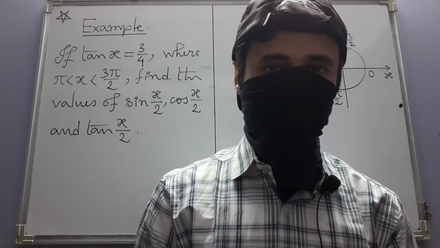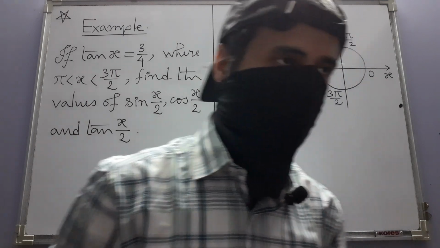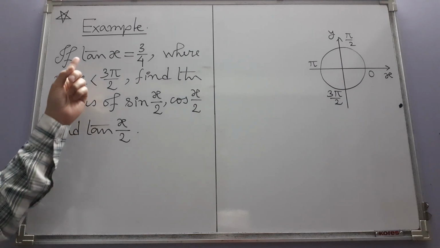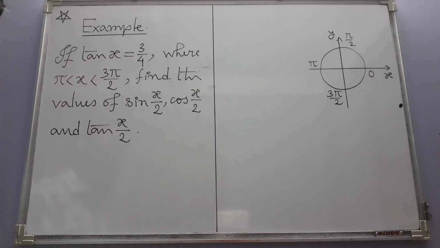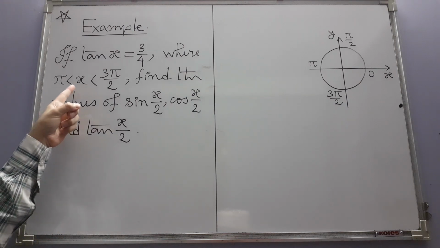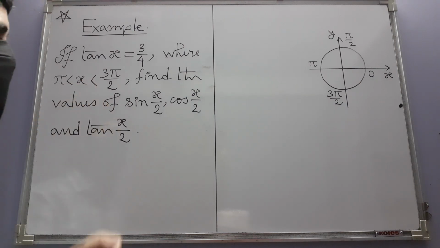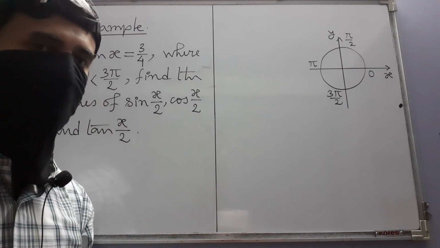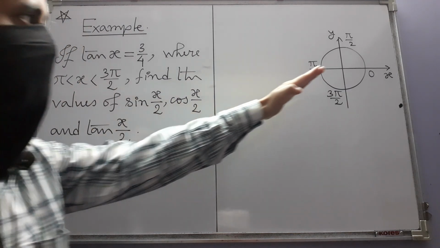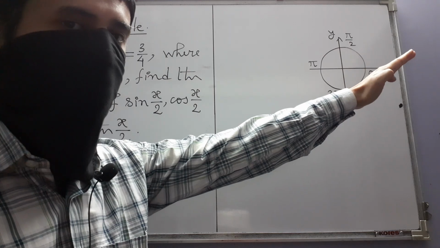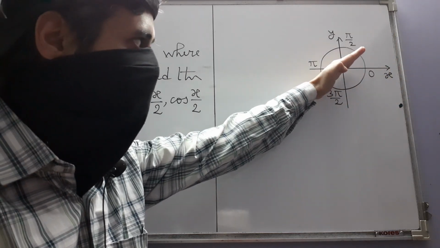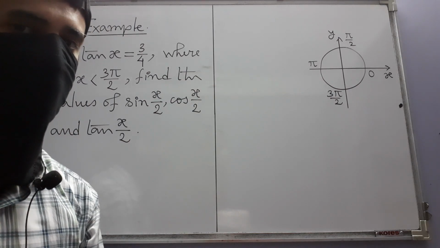Okay, so two more examples are left that we will solve today. In this one, the value of tan x is given and it's 3/4. Also, it's given that x lies between these two real numbers. That means, as an angle in radians, x lies in the third quadrant. That is, the terminal ray of x, when you place x in the standard position, is in the third quadrant.